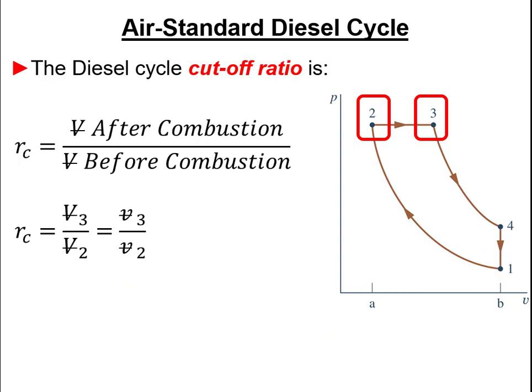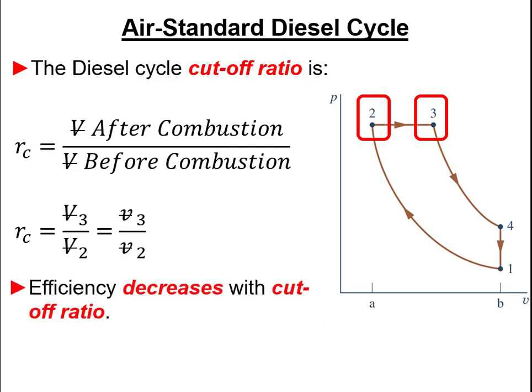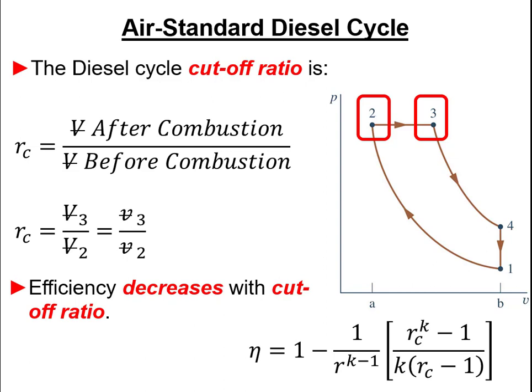Diesel cycles have another volume ratio called the cutoff ratio. So this is the V after combustion divided by the volume before combustion. Again, it's the larger volume divided by the smaller volume, or V3 over V2. Here, the efficiency decreases with cutoff ratio, which you can see from the same example. Because this is rc to the power of k, and k is larger than 1, as rc gets bigger, that negative term also gets bigger. So we'd like to have a large compression ratio and a small cutoff ratio if we're looking for high efficiencies.